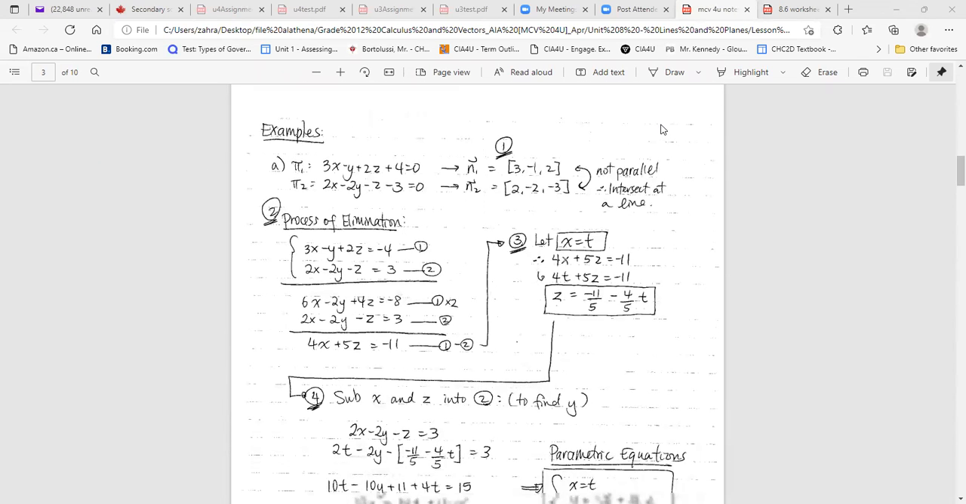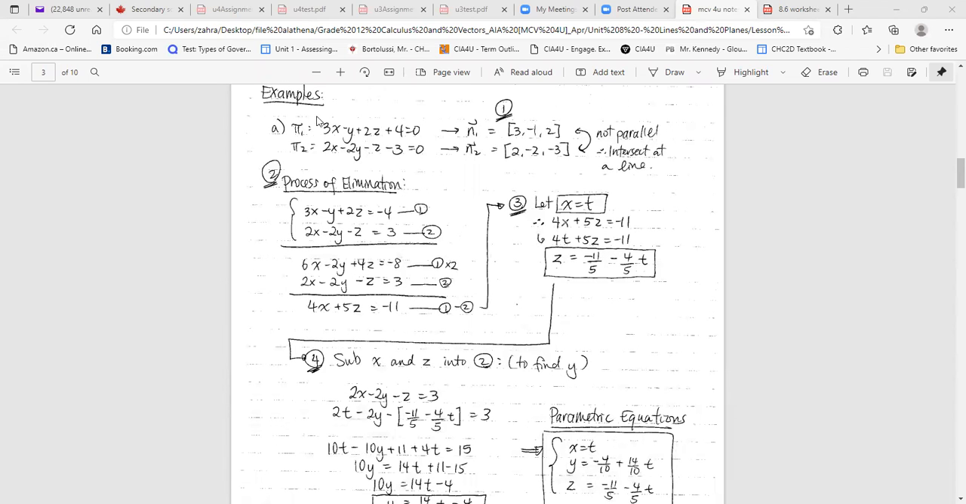Let's just do a question. So here is plane 1 and here is plane 2. Look at the normals: 3, -1, 2 for this one, and for this one 2, -1, negative. So the coefficient of this is -1, so there's a typo here. It's -1. As you see, they are not multiples of each other. They're not parallel, right? Therefore, you need to use the process of elimination.